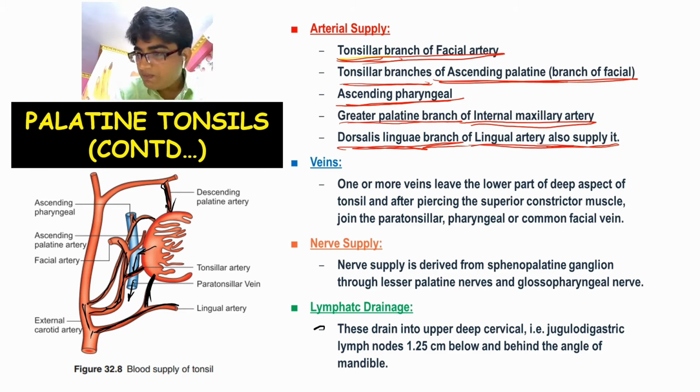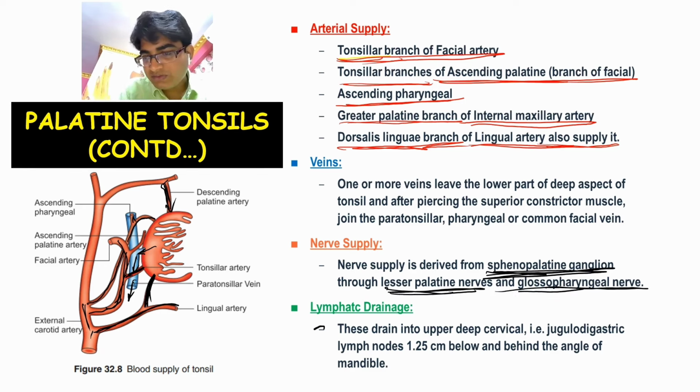Now, nerve supply. So nerve supply is derived from the sphenopalatine ganglion, very important, through the lesser palatine nerves and glossopharyngeal nerve. Correct? Coming to the lymphatic drainage, as I have already said earlier, the most important lymphatic drainage site for the palatine tonsils are the jugulodigastric lymph nodes, and they are situated 1.25 cm below and behind the angle of the mandible. So that is the most important thing.